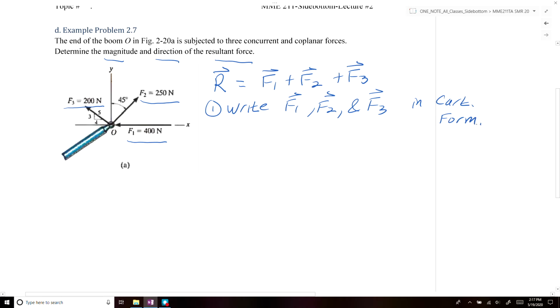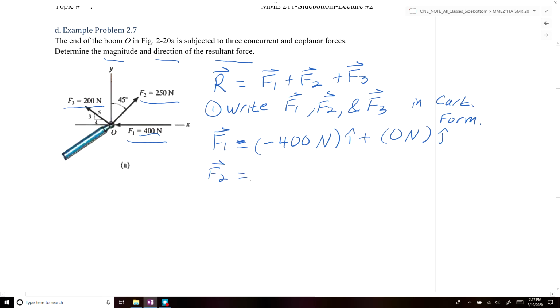All right. So we'll start with force 1. We know that the magnitude of force 1 is given as 400 newtons, and it's drawn along the negative x-axis. So its Cartesian vector is just going to be equal to minus 400 newtons times the unit vector i plus 0 newtons along the y-axis.